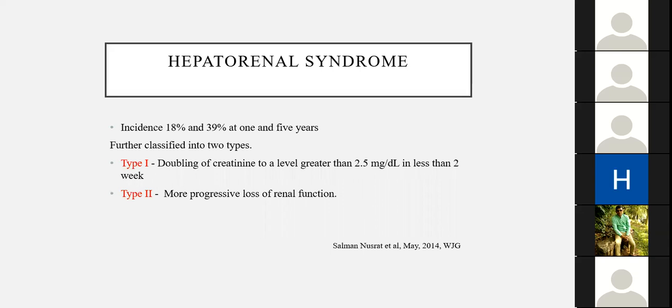Continue. Yes, sir. And hepatorenal syndrome, the incidence is around 18% and 39% at 1 and 5 years. It is classified into two types. Type 1 is doubling of creatinine to a level greater than 2.5 milligrams per deciliter in less than 2 weeks. And type 2 is progressive loss of renal function.